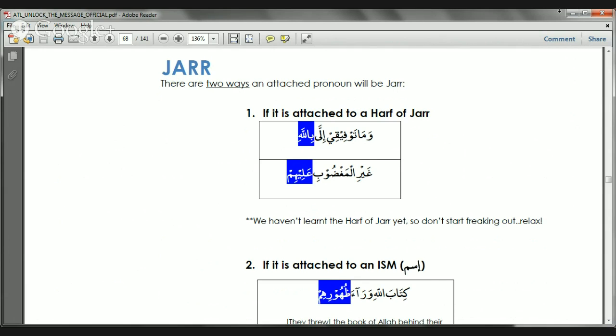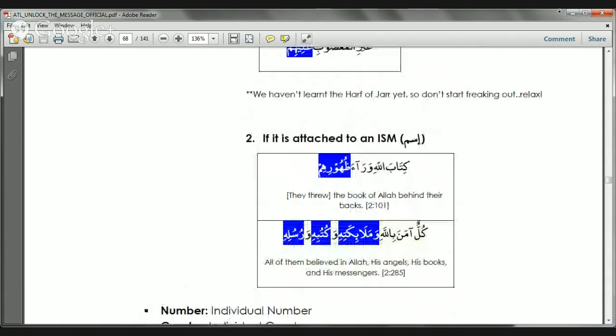Number 2, an attached pronoun will be jar when it is attached to an ism. You guys got it? Any ism. Any ism, if it's attached to it. Kitab Allahi wara'a dhuhurihim. Dhuhur means back. Him means them. Dhuhuri, him. So now what is the grammatical status of this attached pronoun? Rafa, nasab, or jar? What's the status of him?